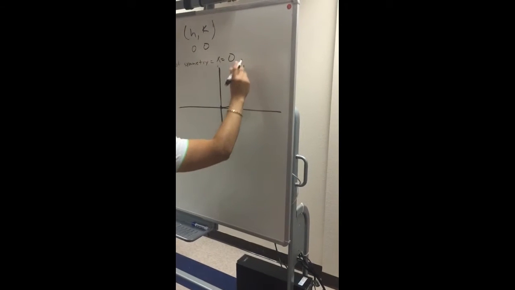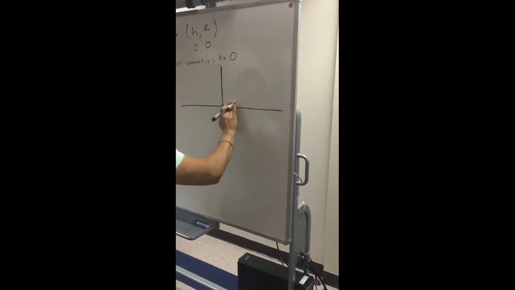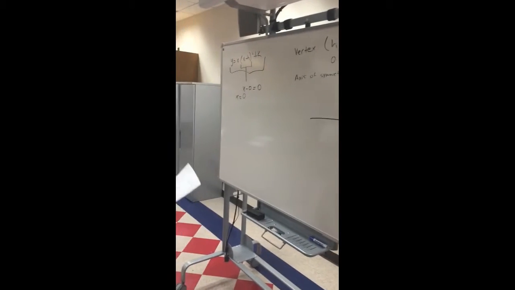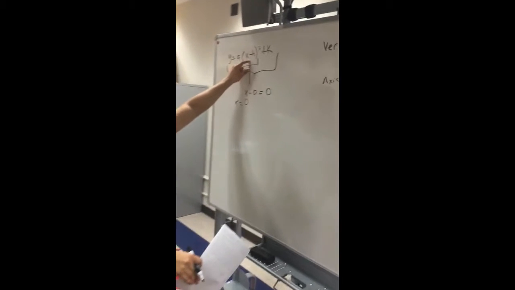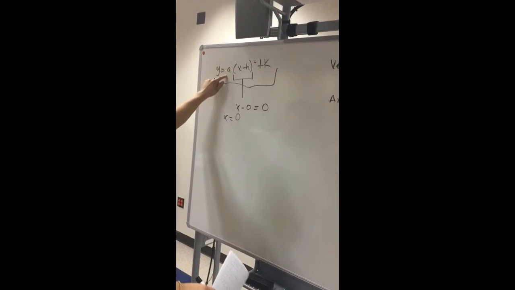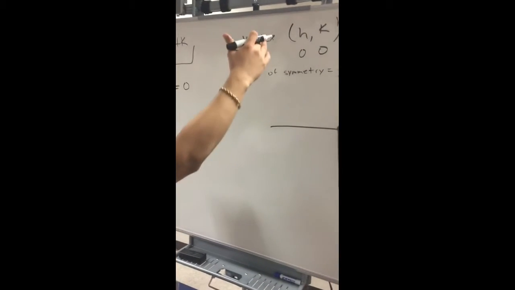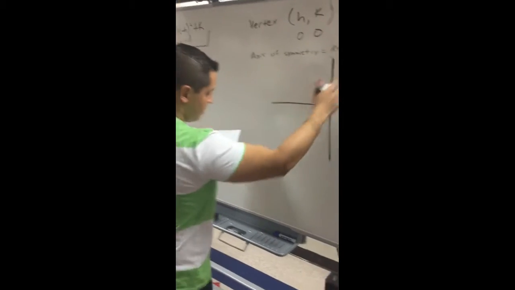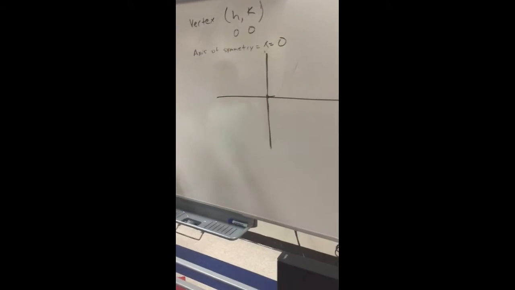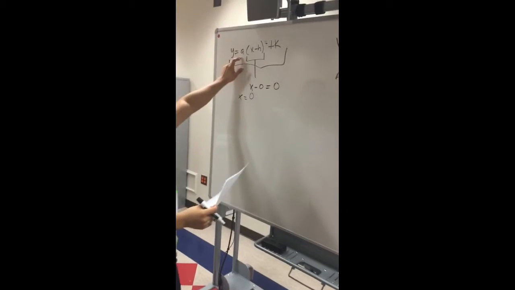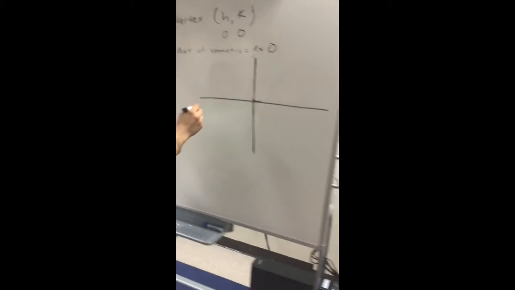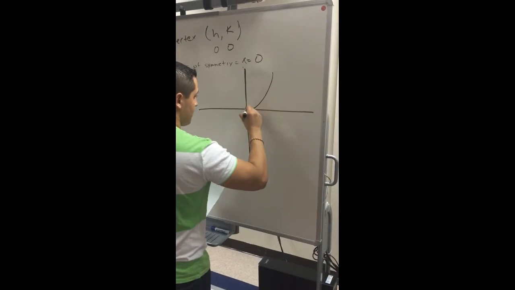So it's going to open. Okay, so before I draw it like that, we are squaring x, and a is positive. Since we're squaring x, it's going to be either opening to the top or opening to the bottom. But since a is positive, we're going to do it opening to the top.